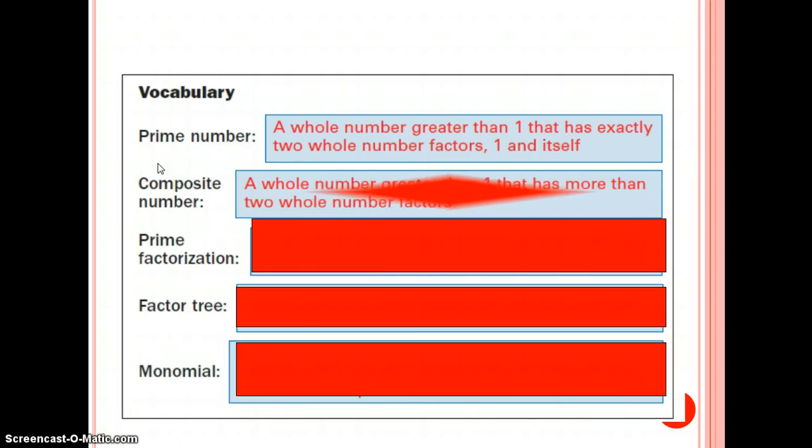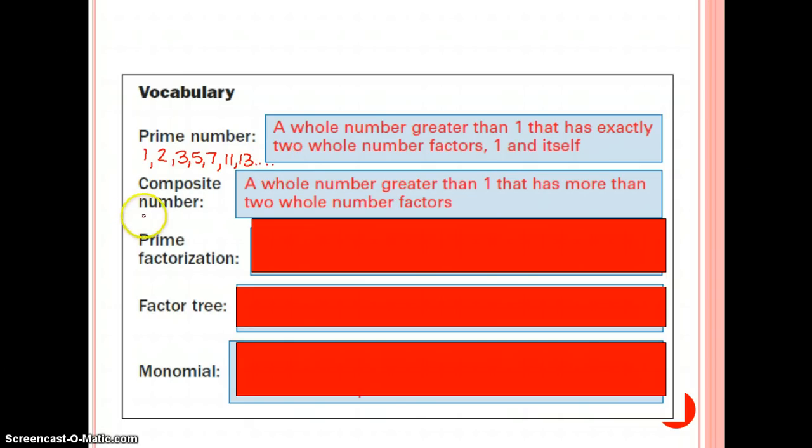A composite number is a whole number greater than 1 that has more than two whole number factors. Examples of prime numbers would be 2, since the only thing that divides into it is 1 and itself, 3, 5, 7, 11, 13, and so on. Again, you're looking for when you divide the number, you can only divide by 1 and itself.